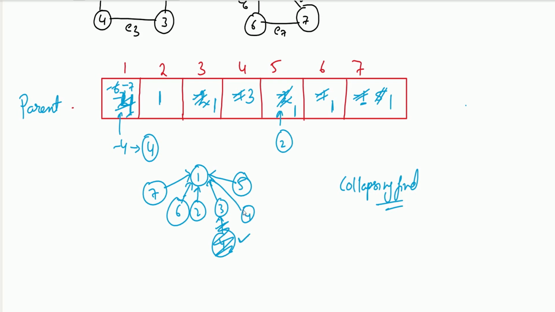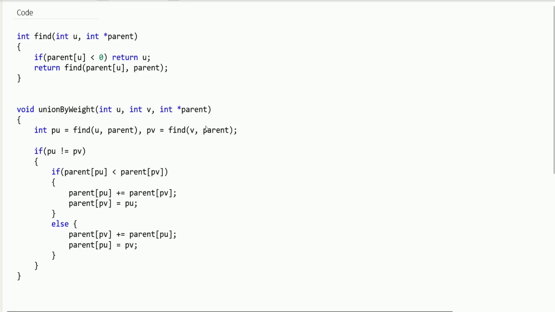First time we are searching for anyone's parent or we are doing finding, it will take the number of steps that it usually takes, but next time it reduces that time. Okay, let's see the code. So the code of find and union by weight is very simple. There are just few lines.